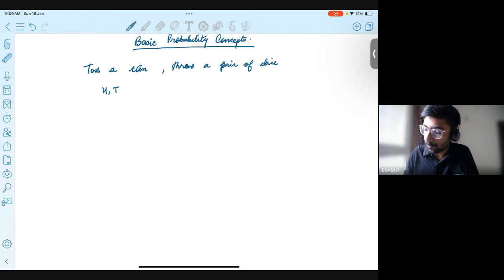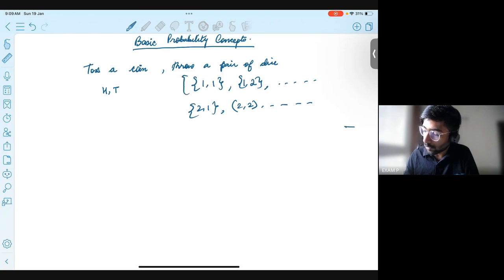Because I'm throwing two dice together, you know the sample space. It can be one of these. So either it's 2 1, 2 2, and so on. So there are 36 such possible outcomes of this random experiment. Here you just have 2 outcomes. If you toss 2 coins, you'll have 4 different outcomes.